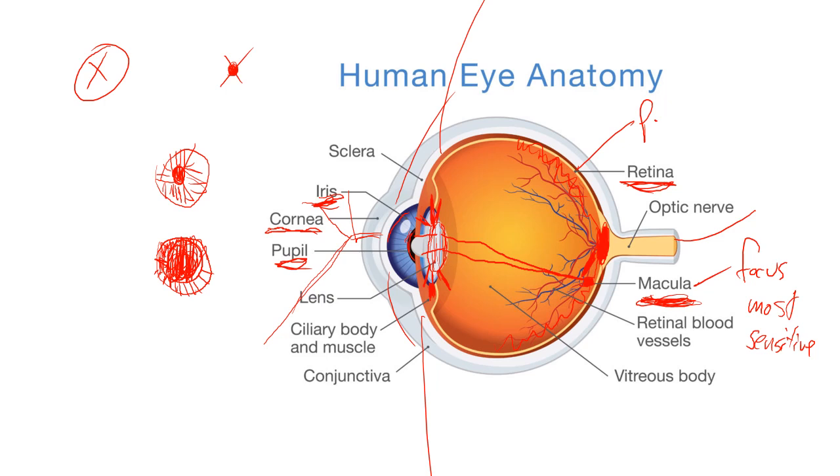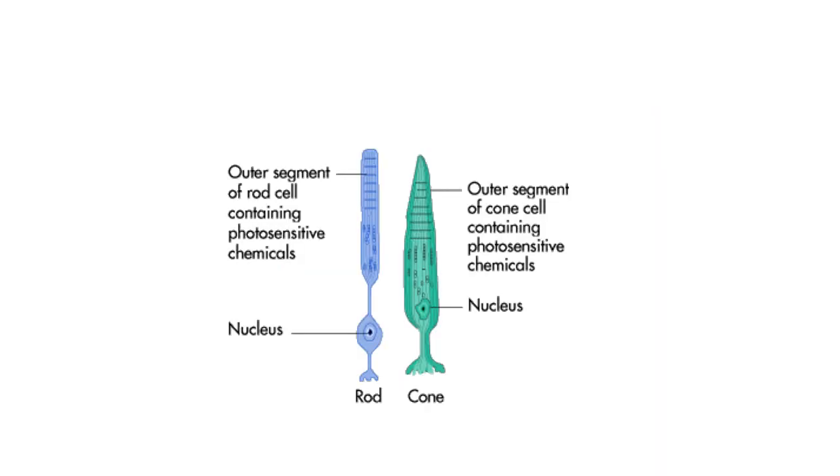We're going to talk a little bit about how it receives the light, and then we'll tell you some more fun stuff about that. So inside of your retina, you have two types of photosensitive cells. You've got rods and you've got cones. Okay, they are called rods and cones because of their shape. This one looks more like a rod. This one looks more like a cone.